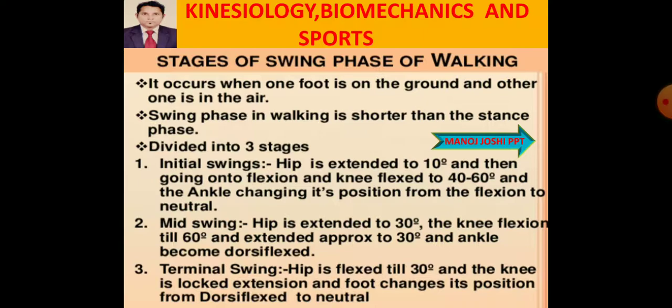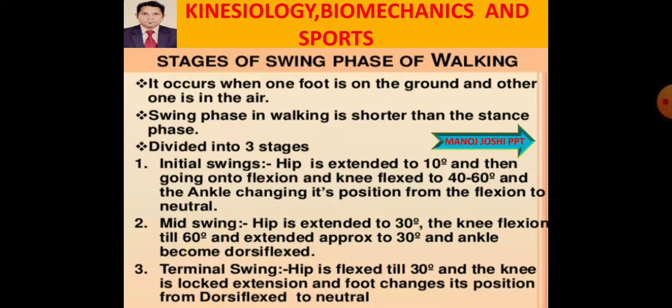Another is mid swing: hip is flexed to 30 degrees, knee flexion till 60 degrees and then extended approximately to 30 degrees, and the ankle becomes dorsiflexed. Then terminal swing, the last phase, that we have seen in the previous picture: hip is flexed till 30 degrees and the knee is locked in extension, and the foot changes its position from dorsiflexion to neutral, that we have seen in the previous one.